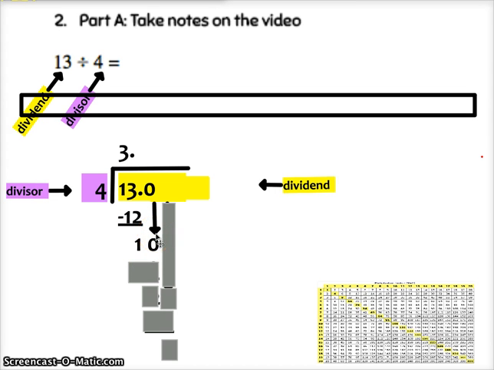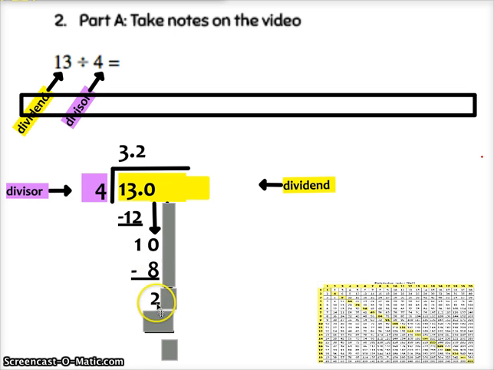Then I ask myself the same question, does 4 go into 10? And again, the answer is yes. 4 goes into 10 twice, but again, there is going to be a remainder. So I put the 2 up here. 2 times 4 is 8. So I put the 8 underneath the 10, and I subtract. 10 minus 8 is 2.